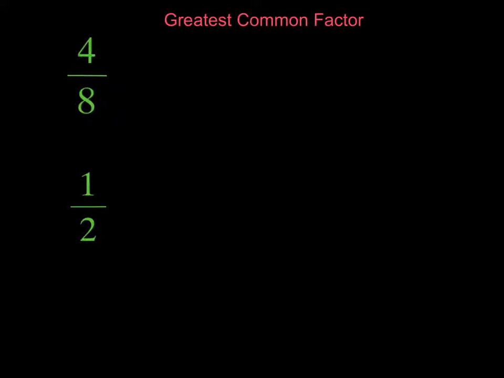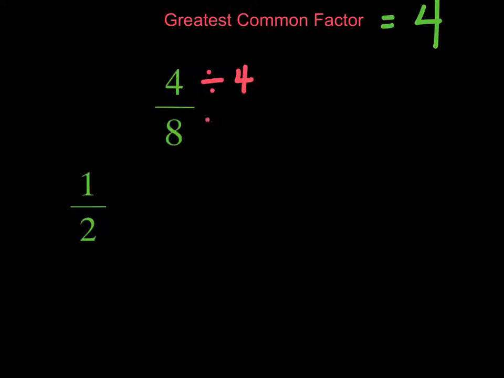Now, what do I do with the greatest common factor now that I have identified it as 4? All I'm going to do is divide both my numerator and my denominator by the greatest common factor. And if I have actually found the greatest common factor, I am going to go directly from my 4/8 to my simplified form, which is 1/2.